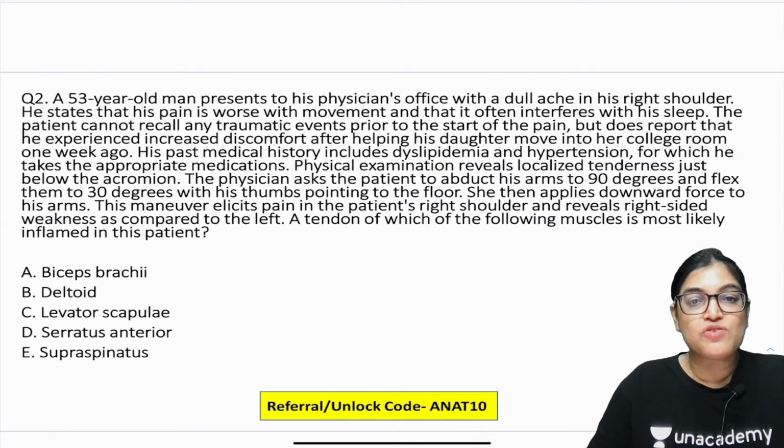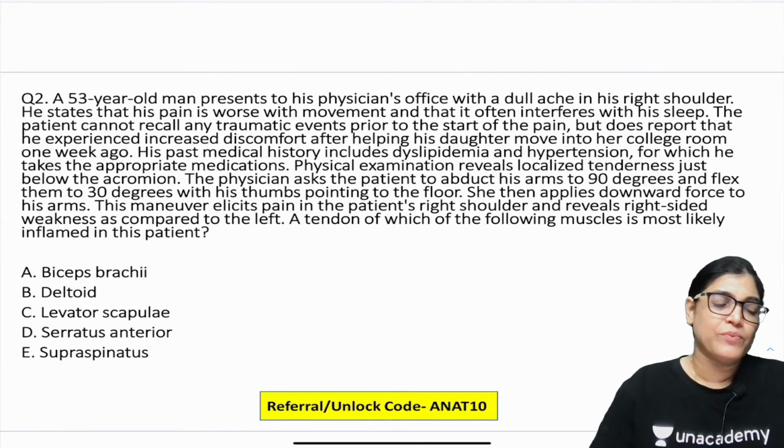His past medical history includes dyslipidemia and hypertension, for which he is taking appropriate medicines. Physical examination includes local tenderness over the area just below the acromial process of the scapula. The physician asks the patient to abduct his arm to 90 degrees and flex it to 30 degrees with the thumb pointing to the floor. She then applies downward force to the arm. The maneuver elicits pain in the patient's right shoulder and reveals right-sided weakness compared to the left. A tendon of which of the following muscles is inflamed in this patient?